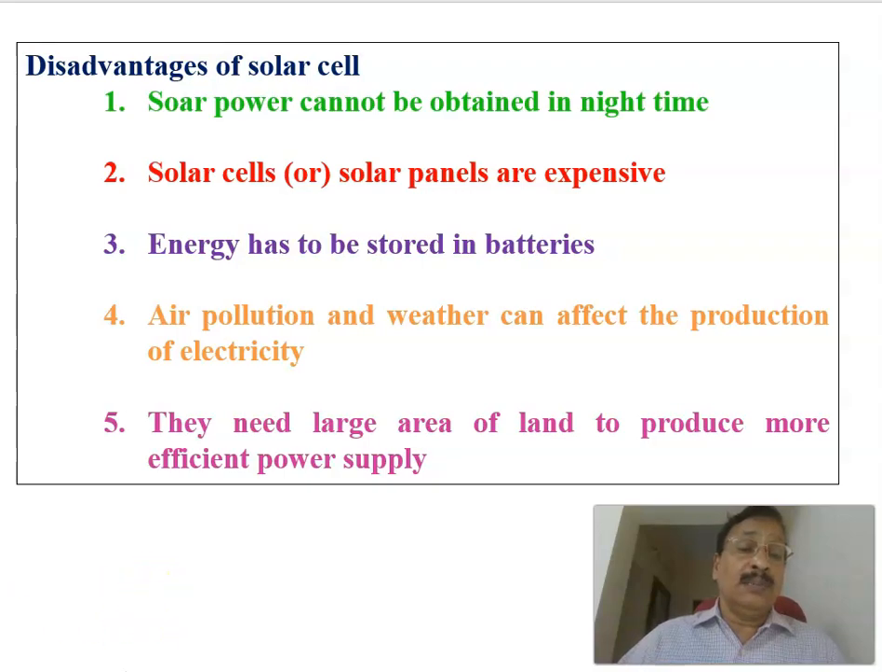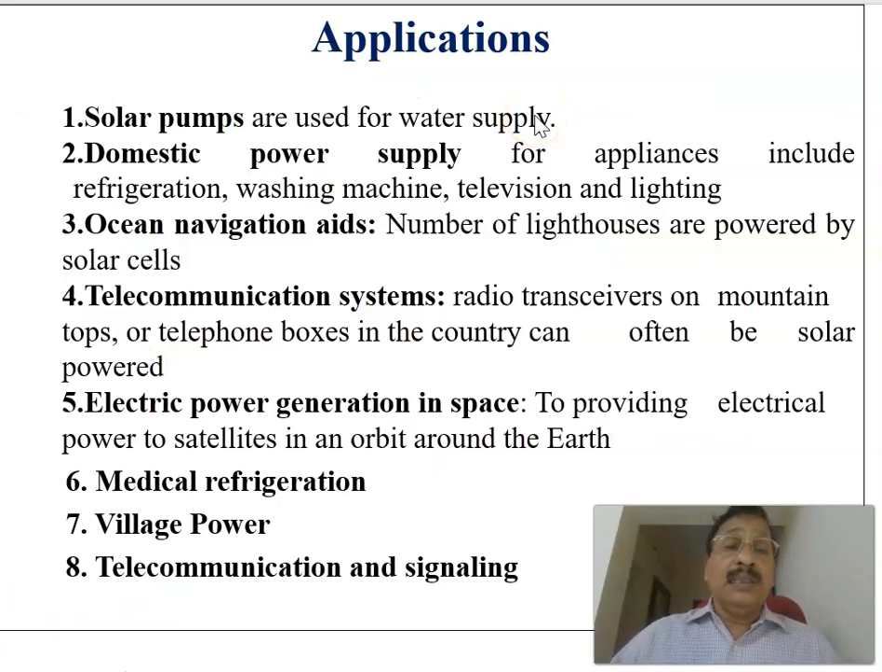Solar PV system. Now coming to the applications, there are a lot of applications. Solar pumps are used for water supply. Then domestic power supply for appliances, including refrigeration. Ocean navigation aids: a number of lighthouses are powered by solar cells. Then telecommunication systems: radio transceivers on mountain tops and telephone boxes in the country can often be solar powered. Electric power generation in space, providing electrical power to satellites in orbit around the Earth. Medical refrigeration, village power, and telecommunication and signaling. These are the different advanced applications of the solar system.